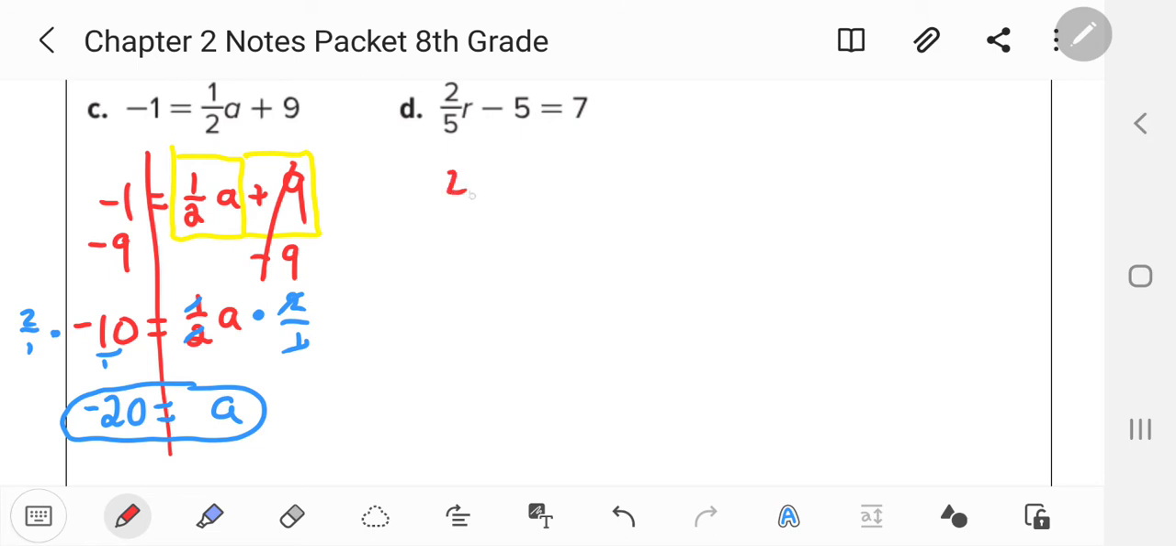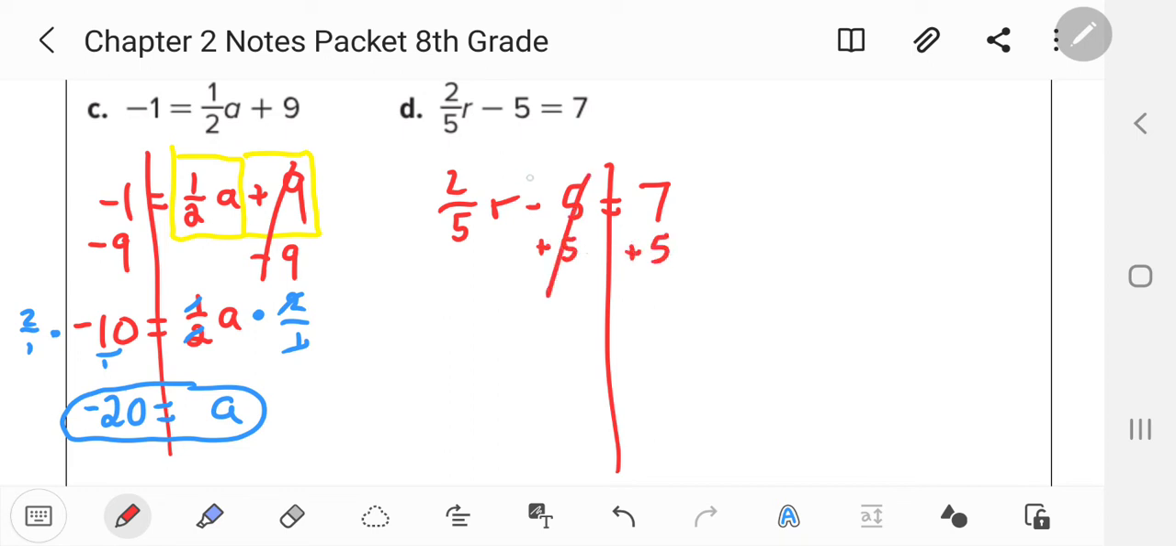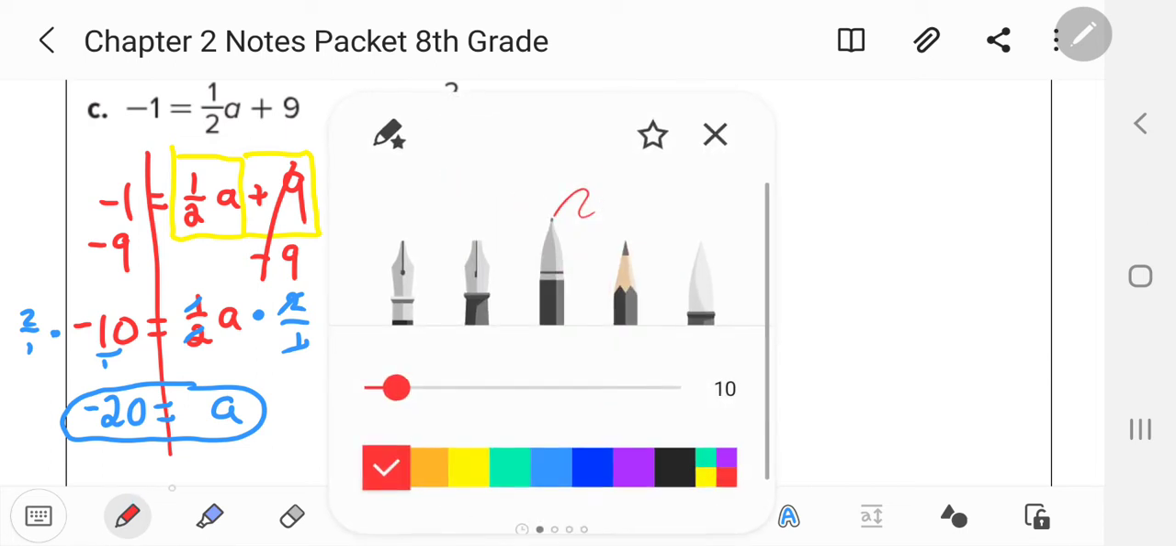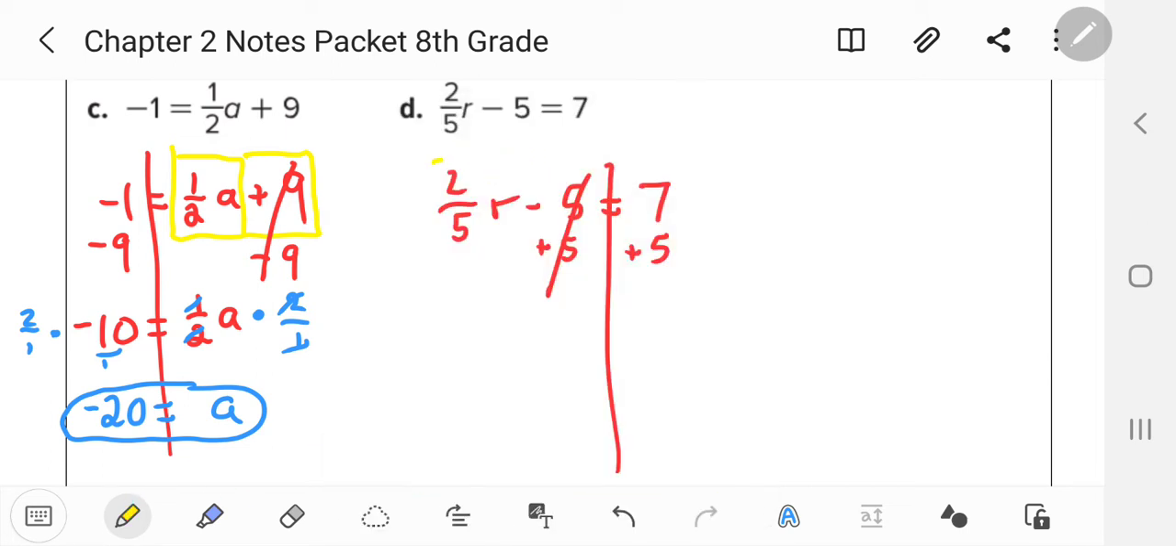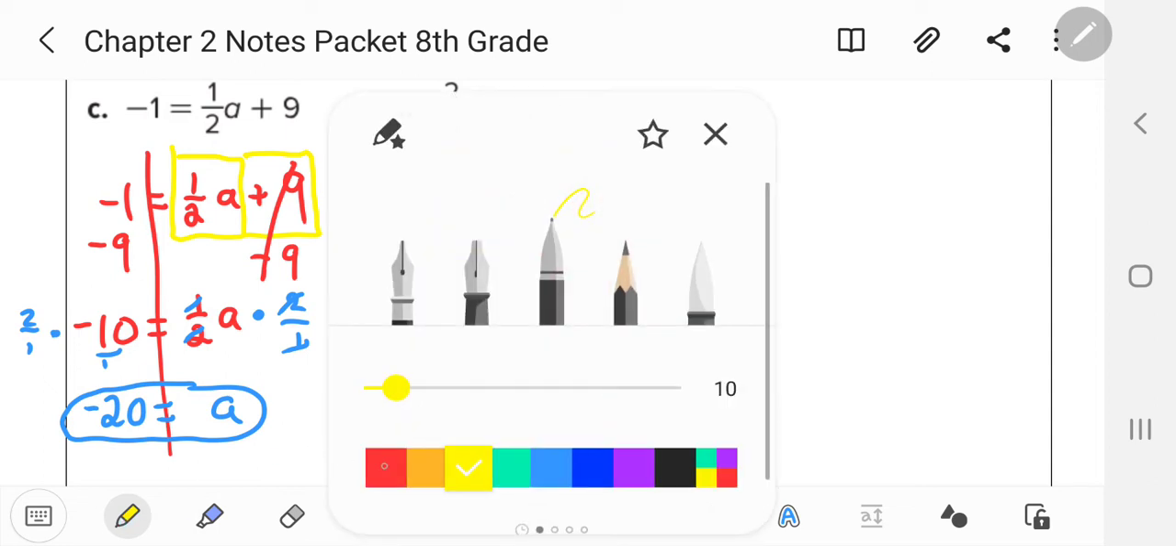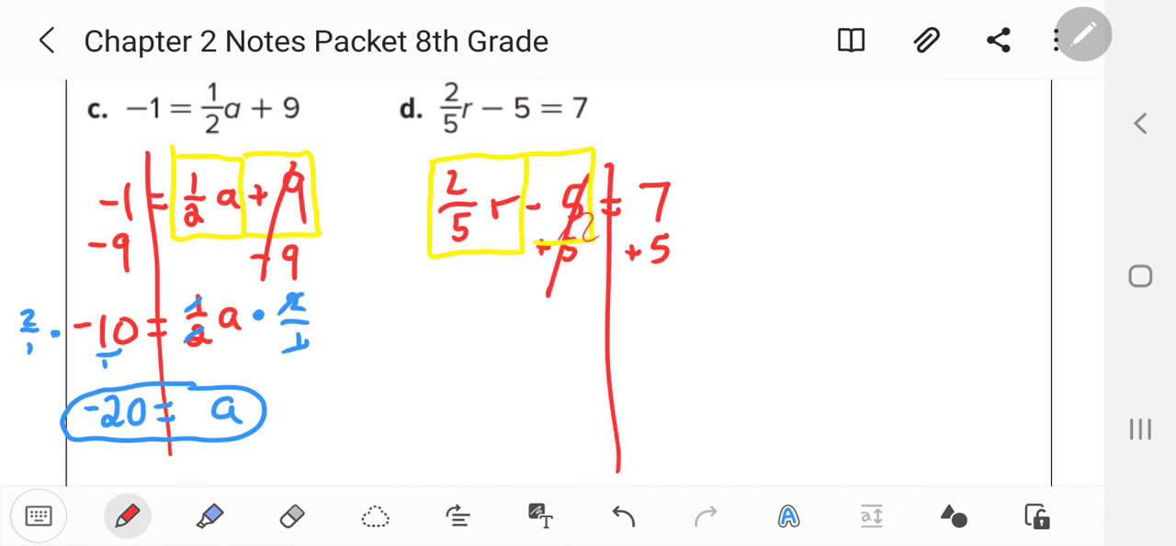Next problem is 2/5 r minus 5 equals 7. What do we do first? We're going to add the 5. I might have skipped ahead a little bit. I'll just go back a little bit for the explanation. You go left to right, you stop at that subtraction sign, and then your next term is the -5 term. So that lets you know it doesn't have a variable, so I can get rid of that first. So I add the 5, because that's the inverse of subtracting 5. And they cancel out, they go to 0.